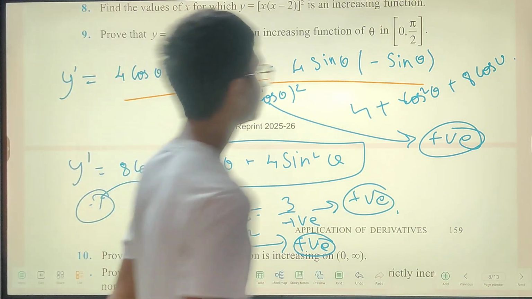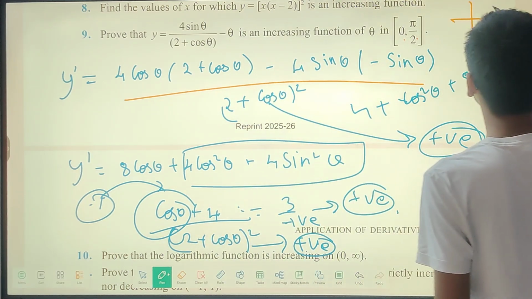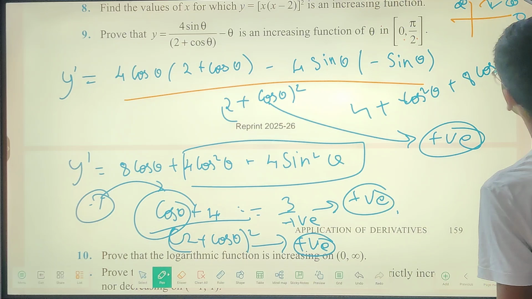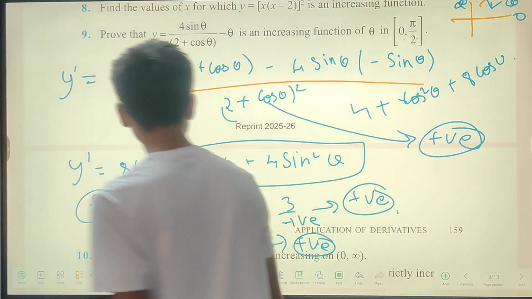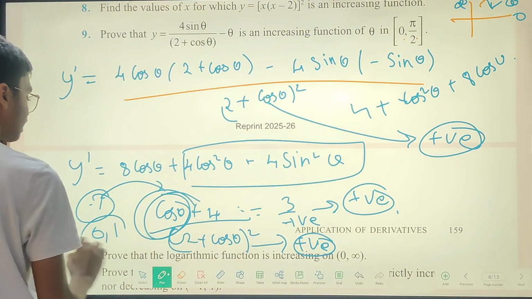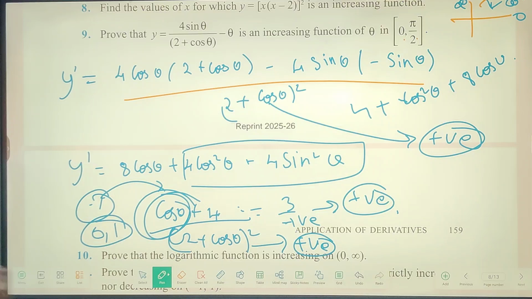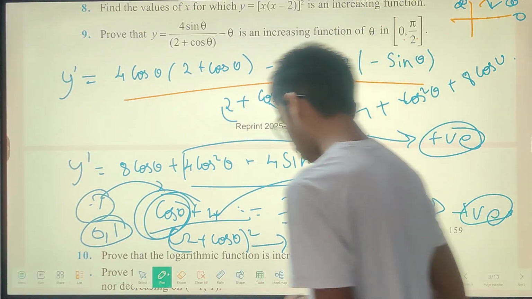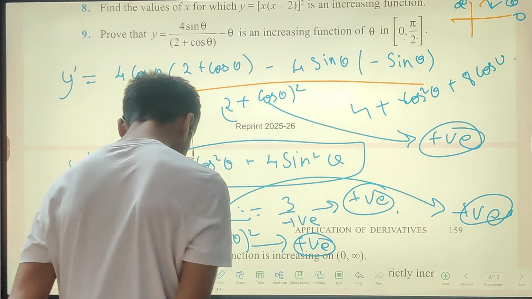Or if you are not satisfied, see, 0 to 90 degrees, that means it is the first quadrant, where cos is positive. So from 0 to 1 it can be any value. So this entire term will be positive. So the ninth question is positive.